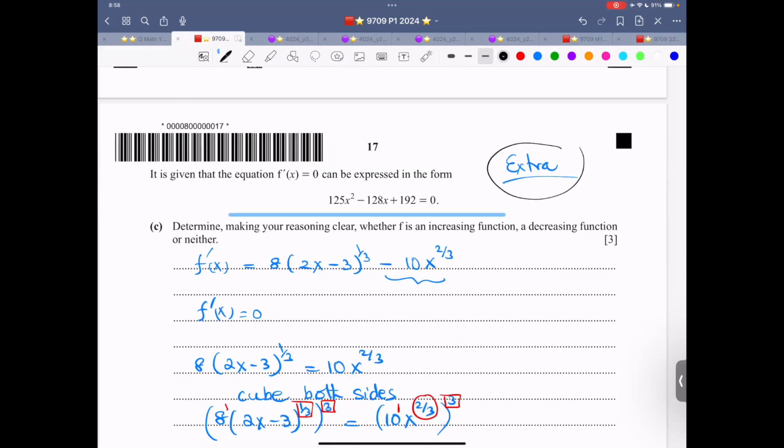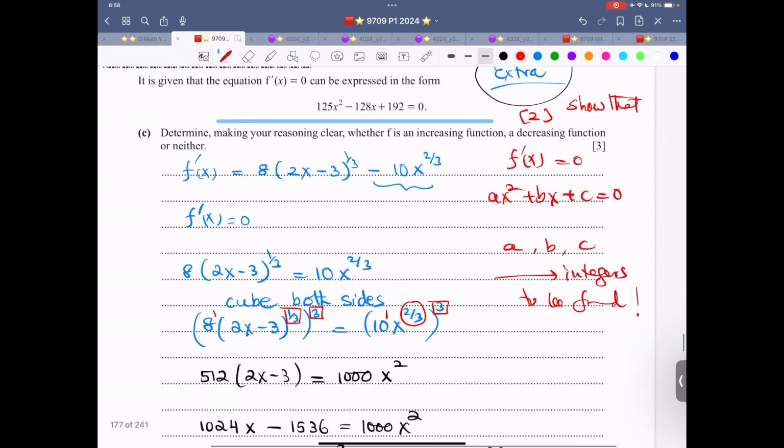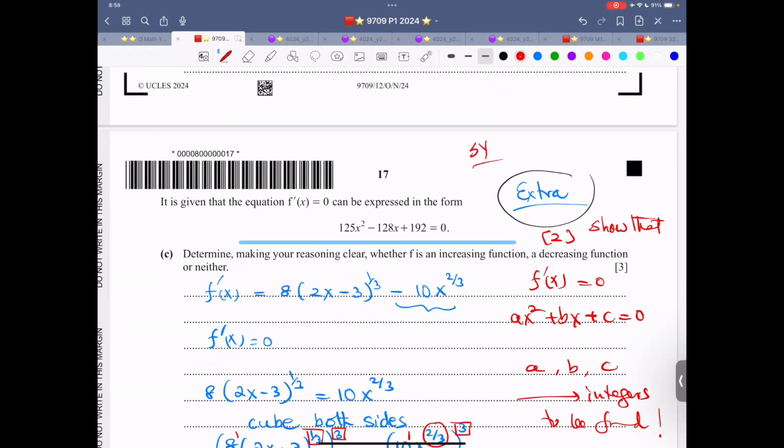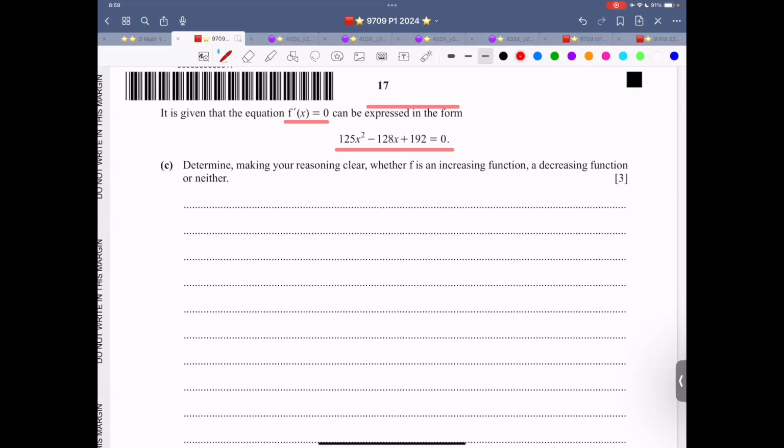Now, this is extra for this question, but later on for some other question, they might give you 2 marks, and they can say, show that f prime x equals 0 reduces to ax squared plus bx plus c equals 0, where a, b, and c are integers to be found. So now if they ask for this thing, I have already done it for you. So this is extra from my side. Now coming back to this, we already have this thing.